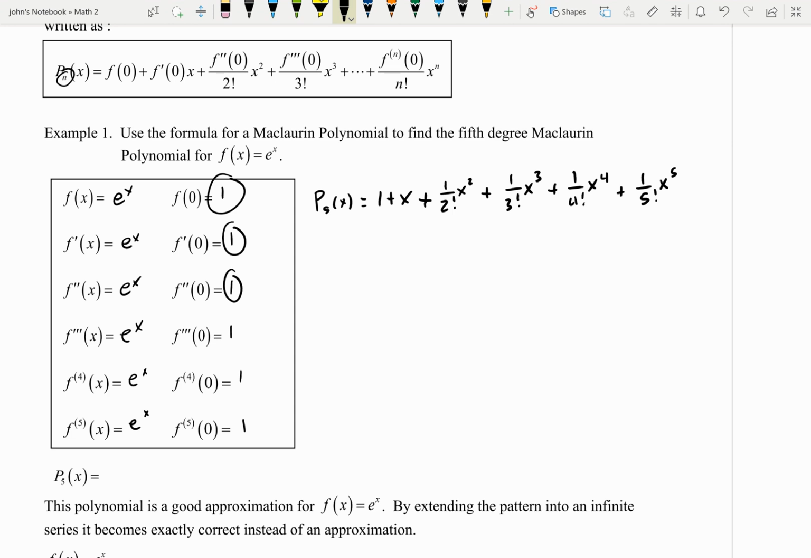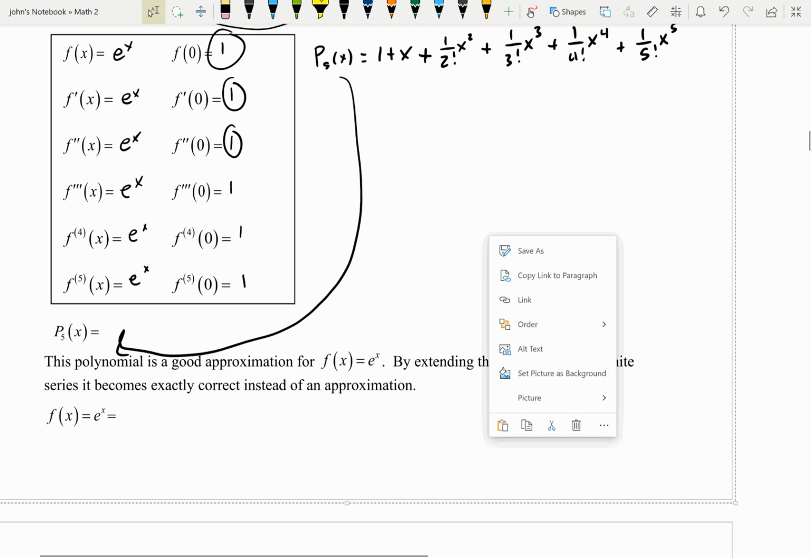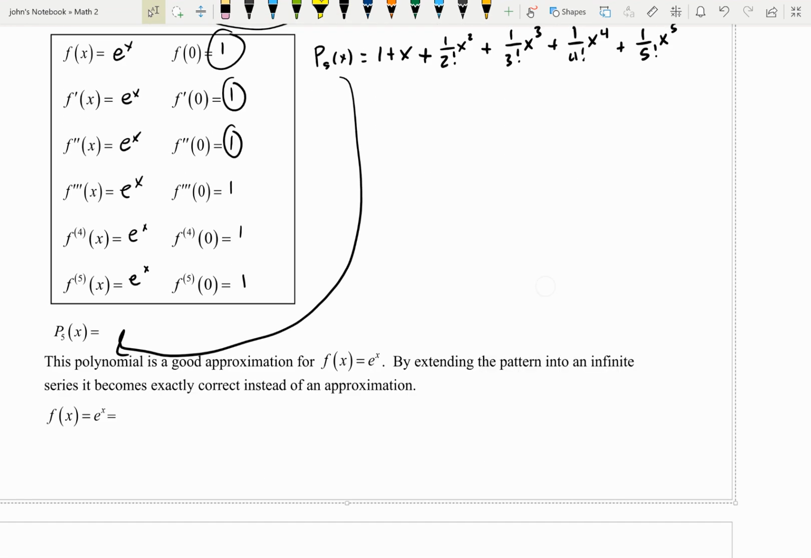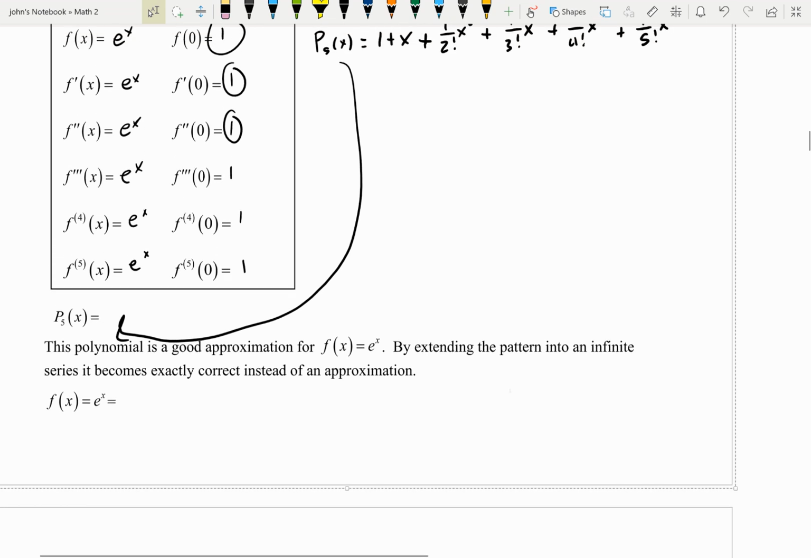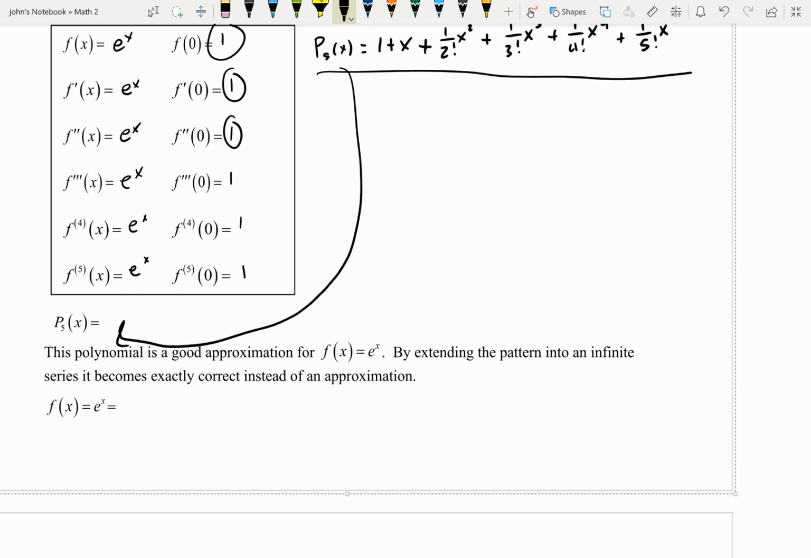And what that does is it gives me a close approximation to the function f of x equals e to the x. So this is the answer that should go right down here. It says this polynomial is a good approximation for f of x equals e to the x, but by extending the pattern out to an infinite series, it actually gives you the exact value instead of the approximation. So this is an approximation, and it's actually a pretty good approximation to e to the x. But if we expand it out, we can get the exact value. In fact, what it means by that is just expand it out.